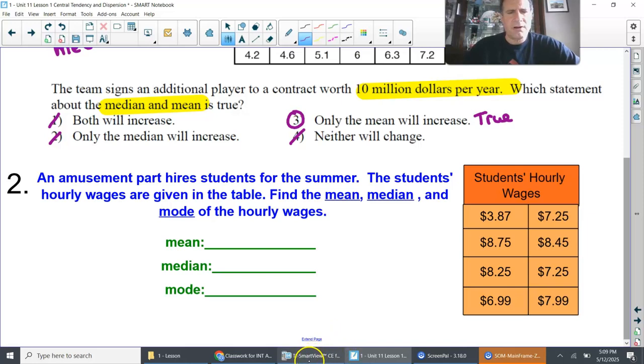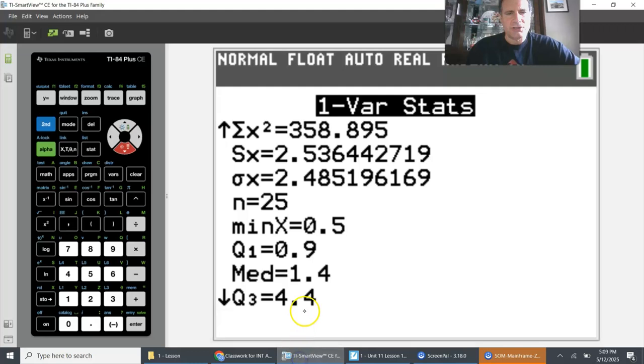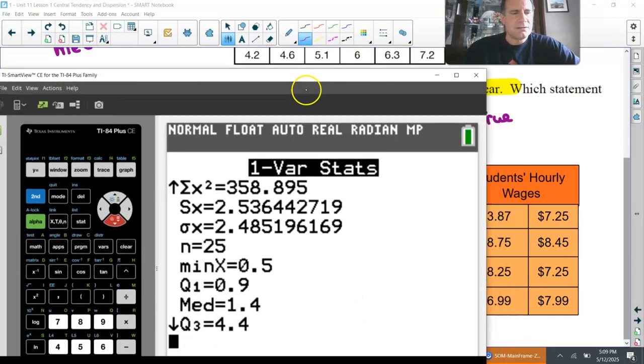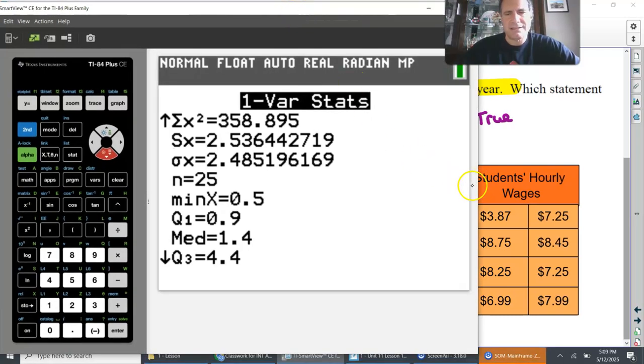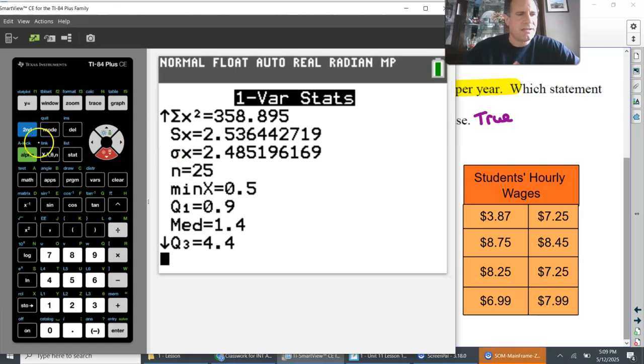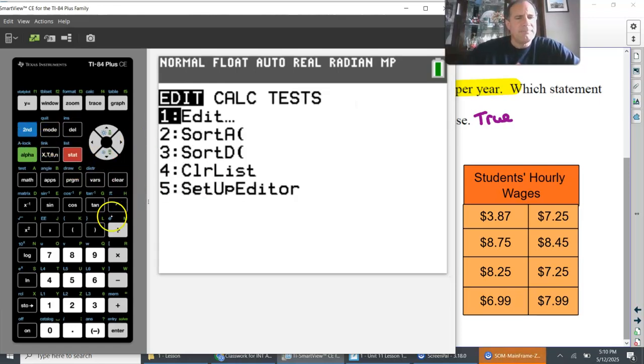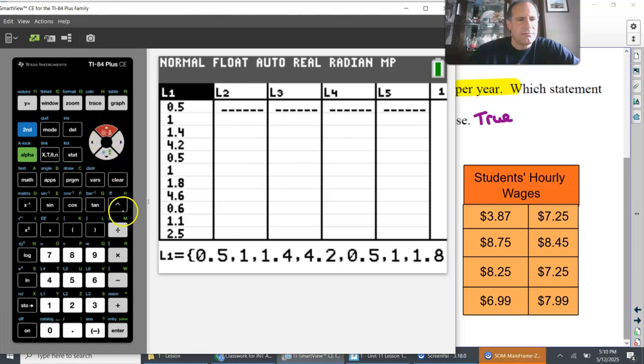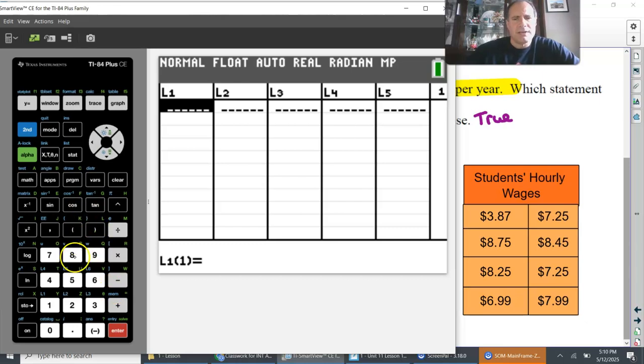So an amusement park hires students for the summer. Find the mean, median, and mode of the hourly wages. This is pretty easy because all you have to do is put the numbers into the calculator. The student hourly wages are right there. So we're going to press stat. We are going to clear that giant list out. We're going to go up to L1, clear everything out, and press enter.